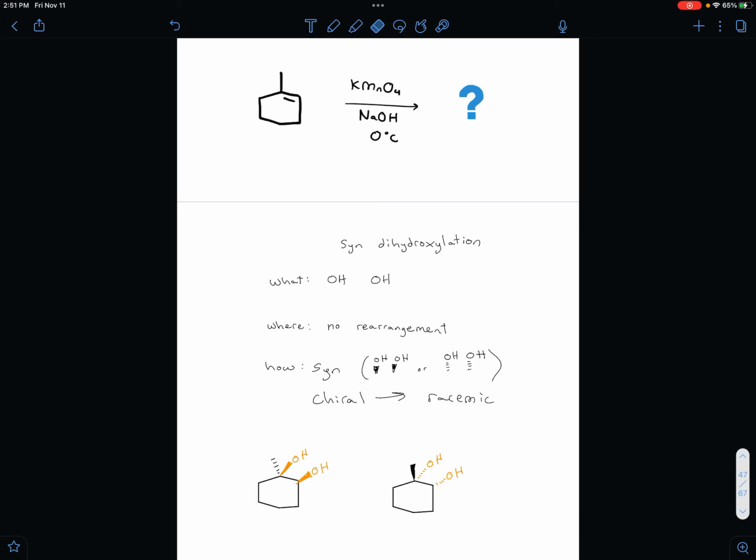So hopefully that gives you just a really quick sketch for the type of thought process you want to go through as you're predicting the products of these one-step syntheses for syn dihydroxylation.